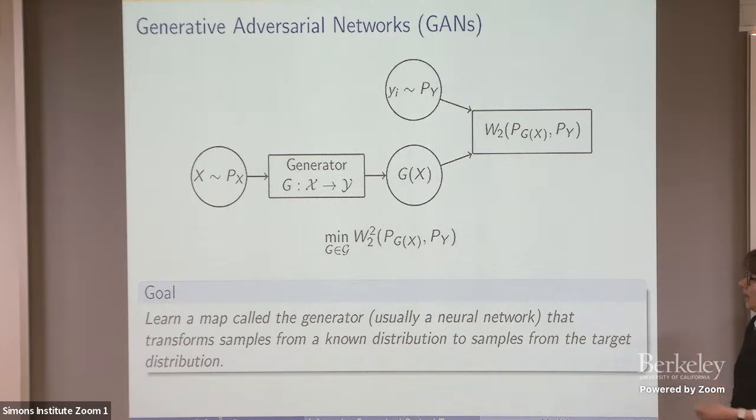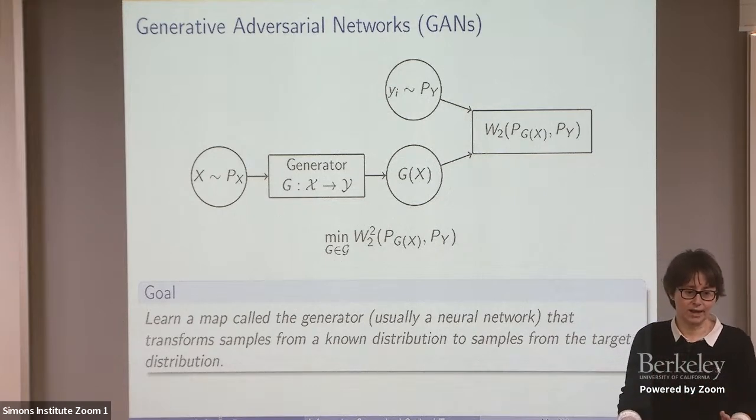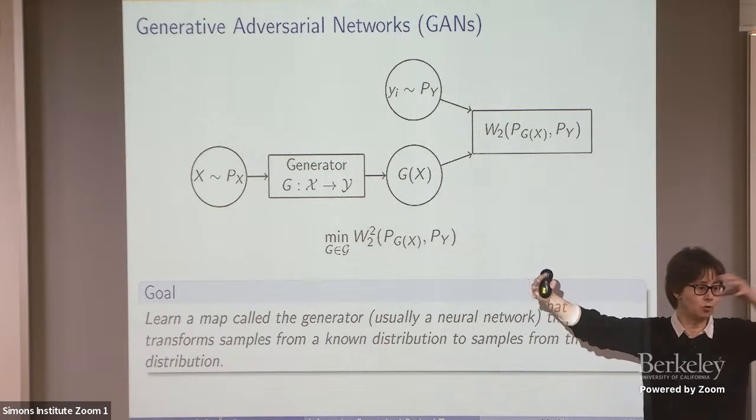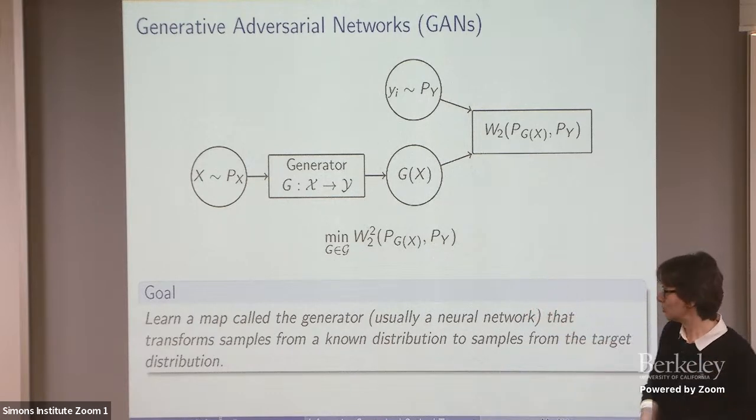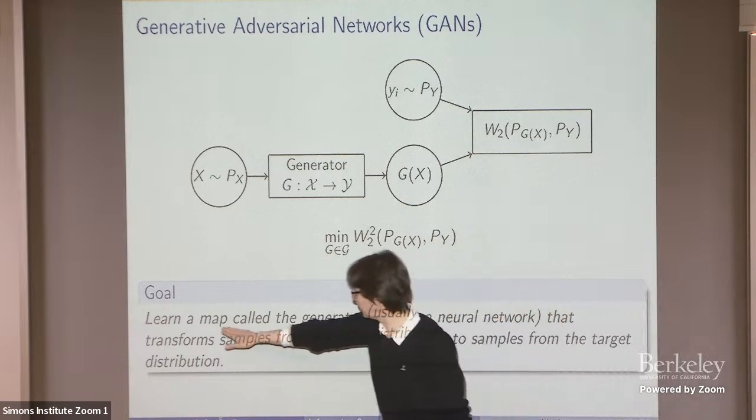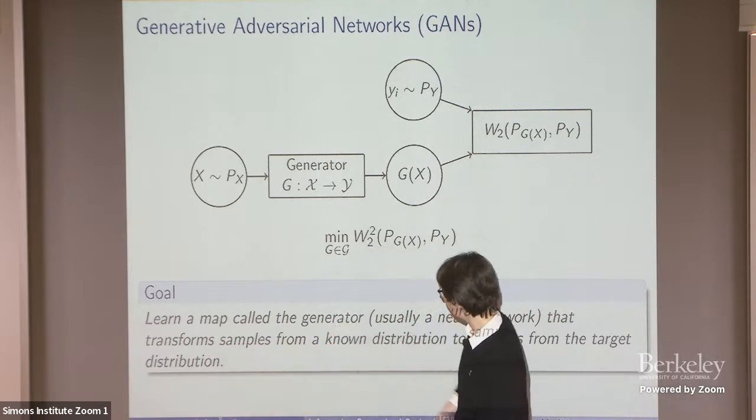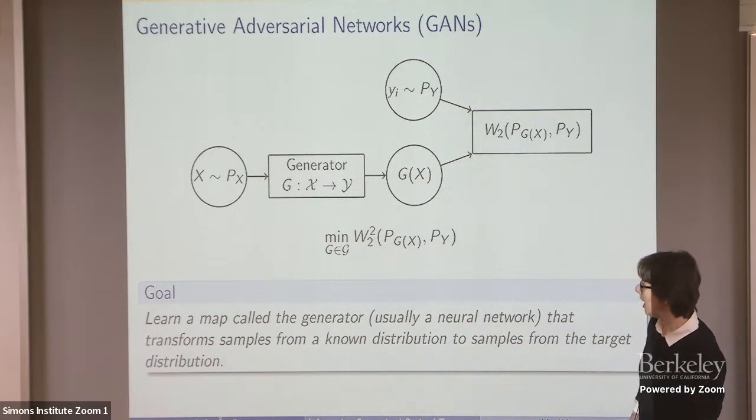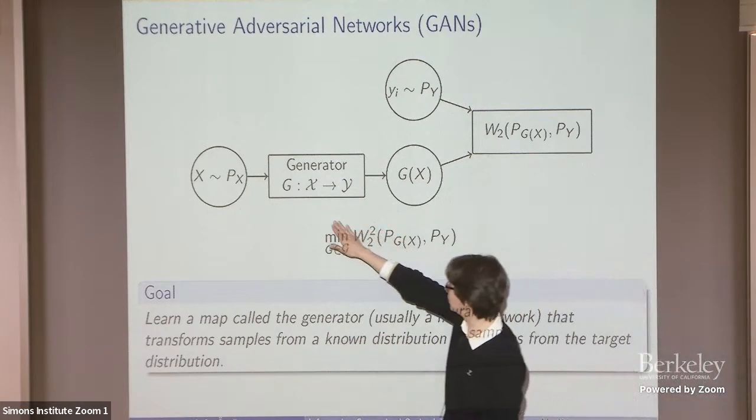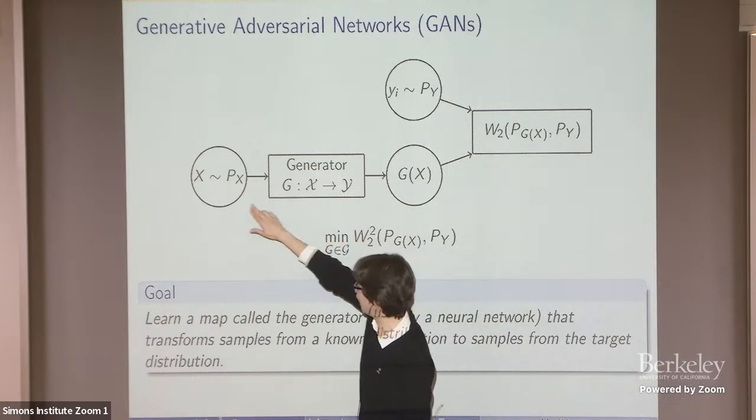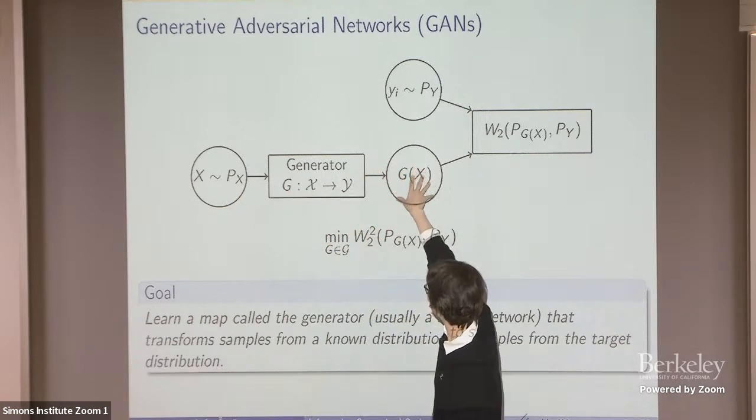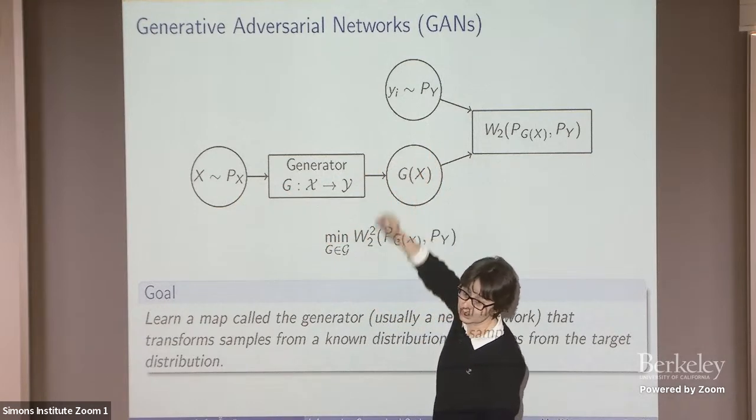So these are a popular method today for learning distributions from data by modeling your target distribution as a function of a known distribution. Okay, so you're trying to learn a mapping here, which is called the generator, and it's usually represented by a neural network. And you want this generator, this mapping, to be able to take samples from this known distribution and transform them to samples from this target distribution.